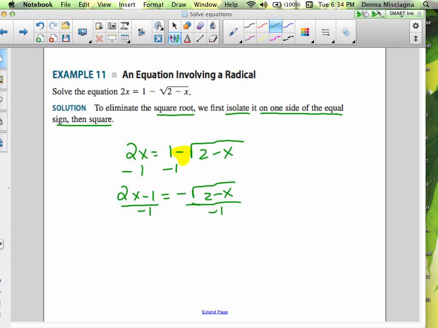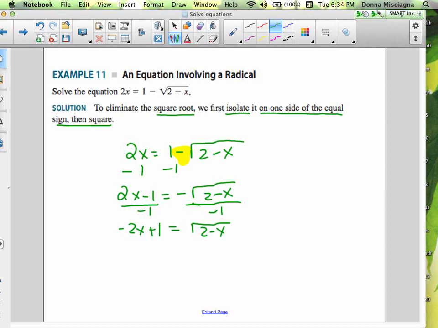So the signs will change here. So we have negative 2x plus 1. Divide each one of those terms by negative 1 equals the square root of 2 minus x. All right, now we've got our radical isolated.